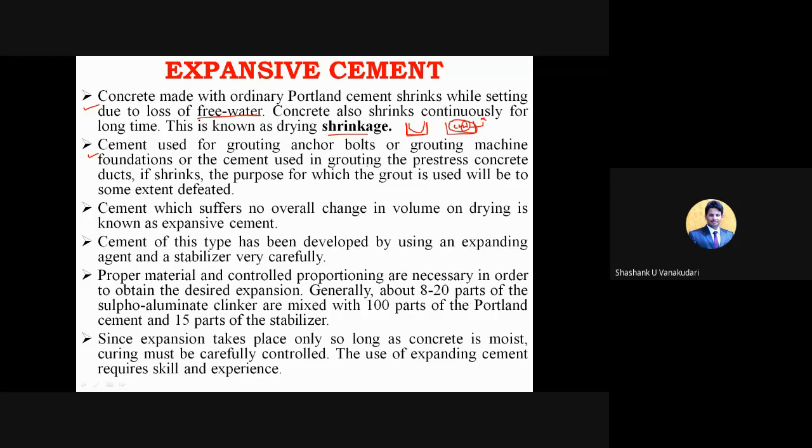And in pre-stressed concrete ducts, if the grout shrinks, the purpose for which the grout is used will be defeated to some extent, clear? So whatever the change in volume, if it shrinks or decreases, to bring it back to the normal volume size they add this expansive cement. The main advantage of this cement is that it gives the proper shape wherever shrinkage may appear. And cement which suffers no overall change in volume on drying is known as expansive cement.